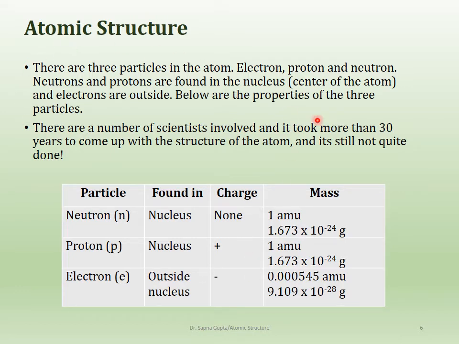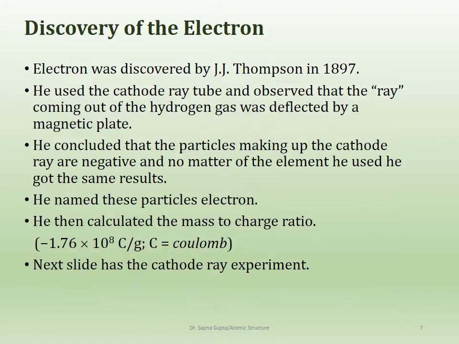Regarding the atomic structure, how it was discovered is a huge study that was undertaken over 30 years by many scientists, because these particles are so small, as you can see from the mass, that it took a really long time and a lot of research to come up with all of these three different particles. So in the next few slides, it's just a little bit of a historical description, which I will talk about a little bit, but you can read a lot more in your textbook.